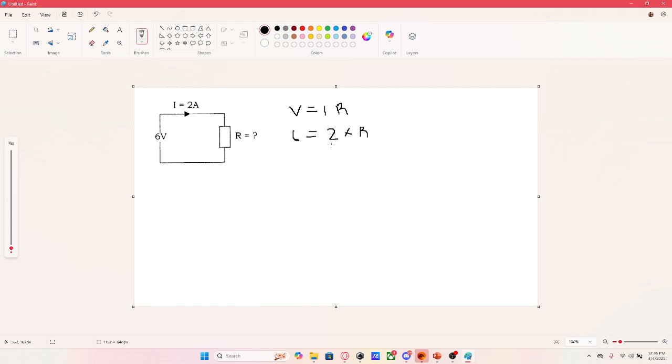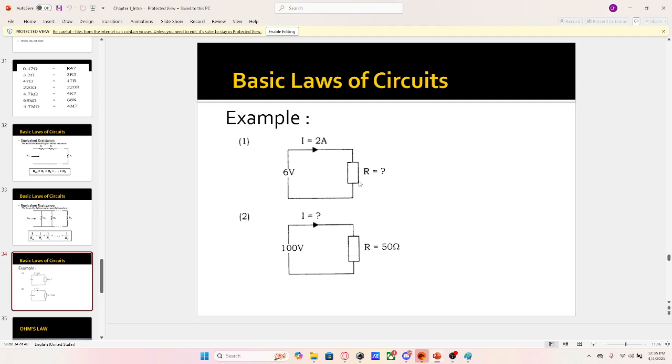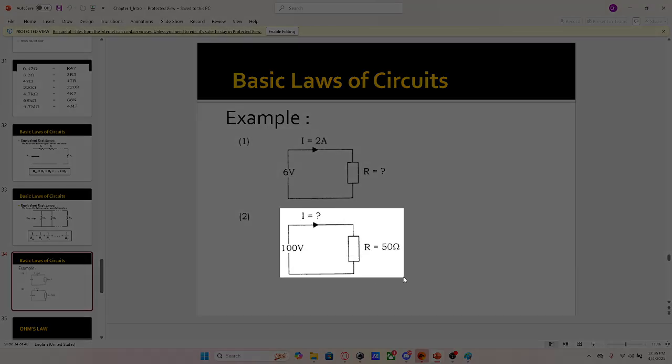So by using mathematical laws, we move 2 to the other side. We will have 6 over 2 equals R. 6 divided by 2, now we will see the resistor, we will get 3 ohms. So that is the answer for example number 1. How about example number 2?